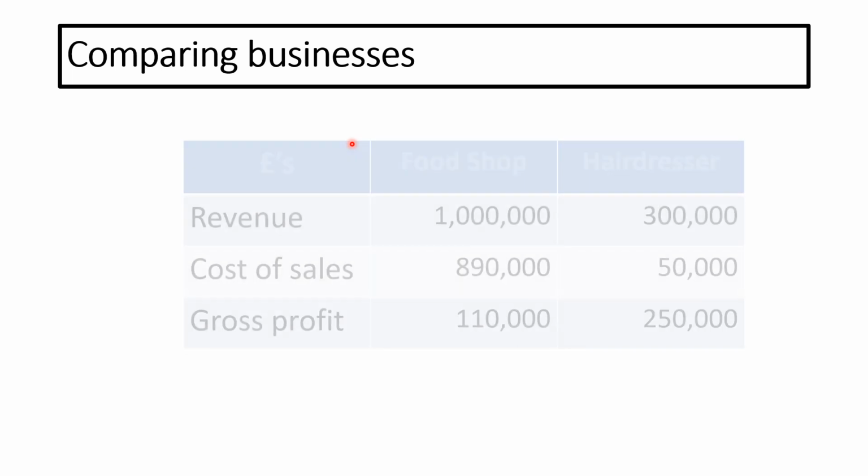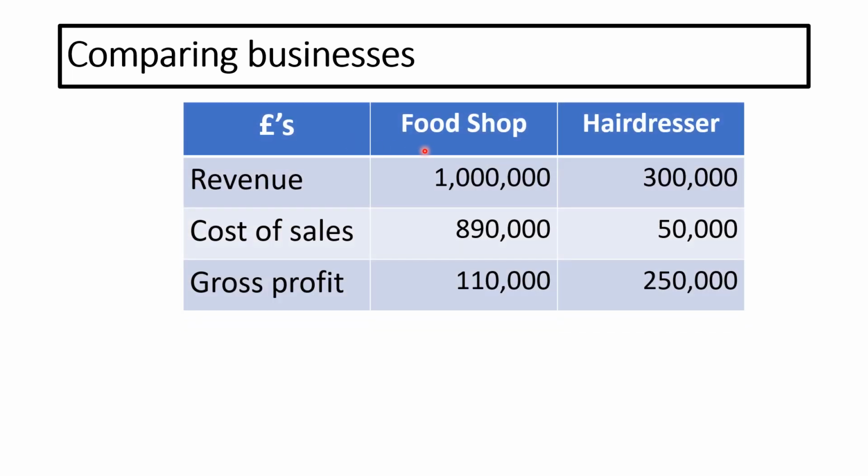So we can also use the gross profit margin to compare between businesses. So if we have a look at my food shop with sales of £1 million, cost of sales, the cost of buying in the food, of 890,000 and a gross profit of 110,000, versus my hairdresser, £300,000 is their revenue. They spent £50,000 on shampoos and things like that, and they have a gross profit of £250,000. Which is the best? It looks like it's the hairdresser.